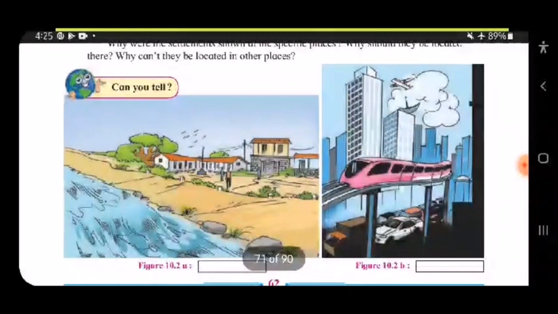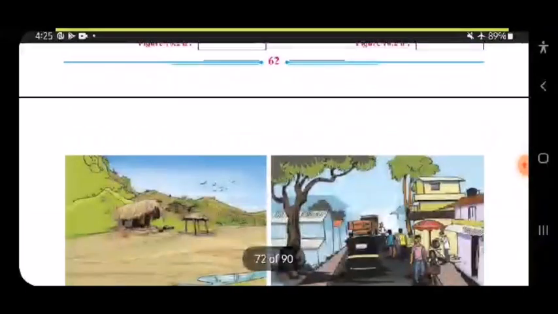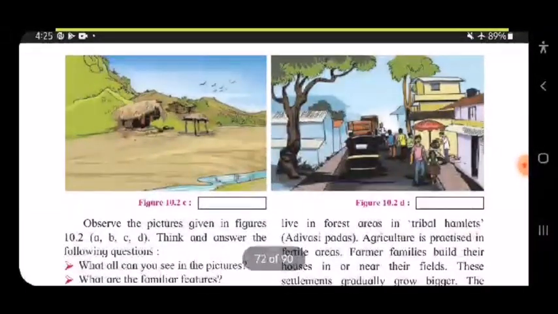Then the second picture, 10.2b, we can see that there's a metro train. So that's a modern thing. So that will be a picture of a city. Then the next picture, 10.2c, that is a tribal settlement. And 10.2d is a town.